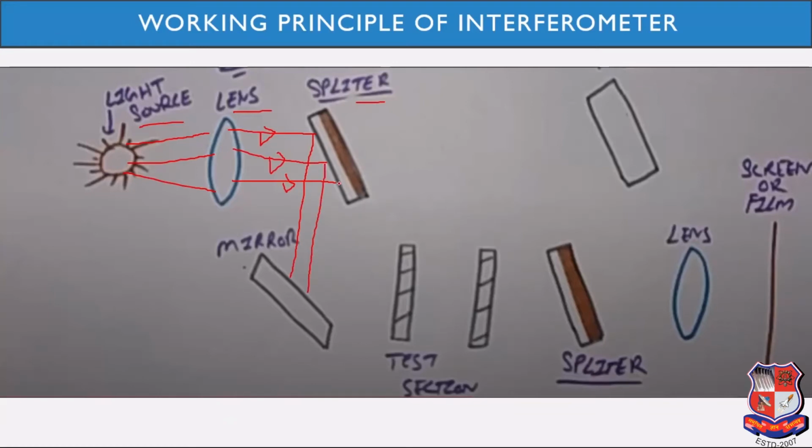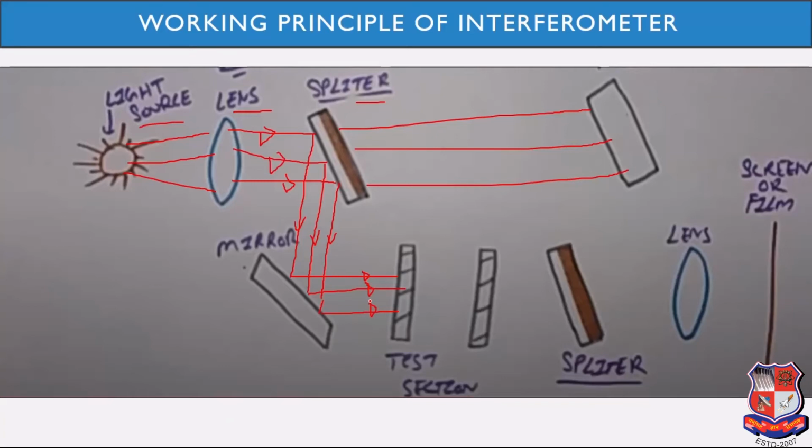and some portion passes through and is reflected on another mirror. So what will happen now, we just follow this one. This one is a mirror which reflects this beam, and it goes on to the test section.